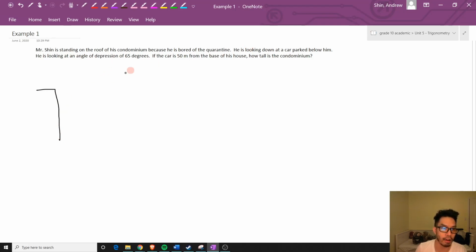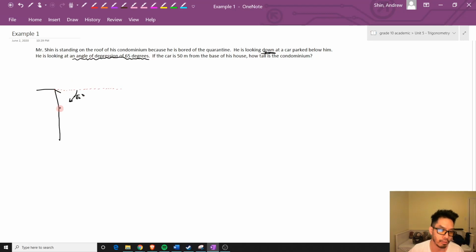He is looking down at an angle of depression of 65 degrees. So how far is he looking down? That's what this means. So again, angle of depression, first thing I draw is that horizontal. So I'm there at the top of that building. And then I'm going to look down 65 degrees. So from the horizontal, you go down 65 degrees.